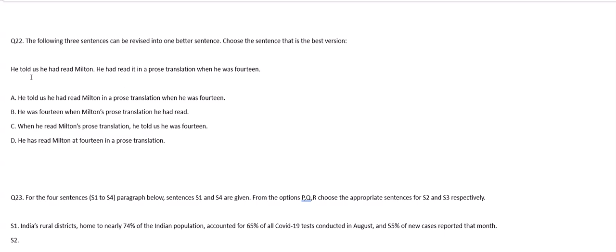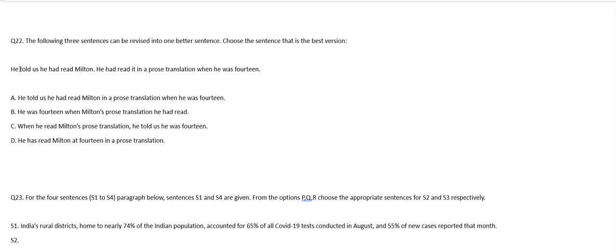First we'll go through the sentences. He told us he had read Milton. He had read it in a prose translation when he was 14. What is the subject? What is the main action? The main action is he had read Milton. He is telling he had read Milton, and continuing, he is telling where he had read it and at what age he had read it. But the main action is he had read Milton.